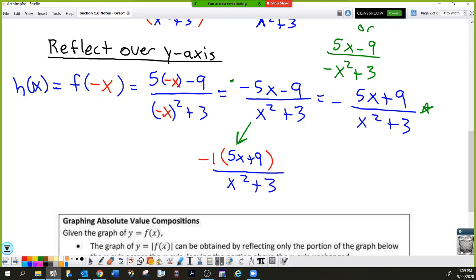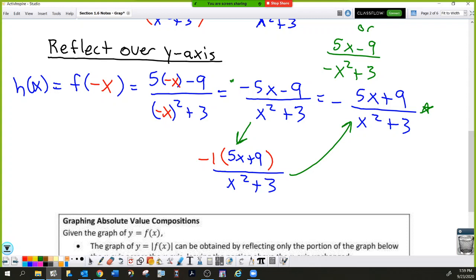And I just don't like to see the negative sign just sitting on the top. So I then moved it to the front. But we could have left it as -5x minus 9 over x squared plus 3. They are the same answer. Right. So the negative sign that's on the front either changes the top or changes the bottom, but never both. Because if you did both, that's like -1 over -1. It's a +1 and it just disappears.